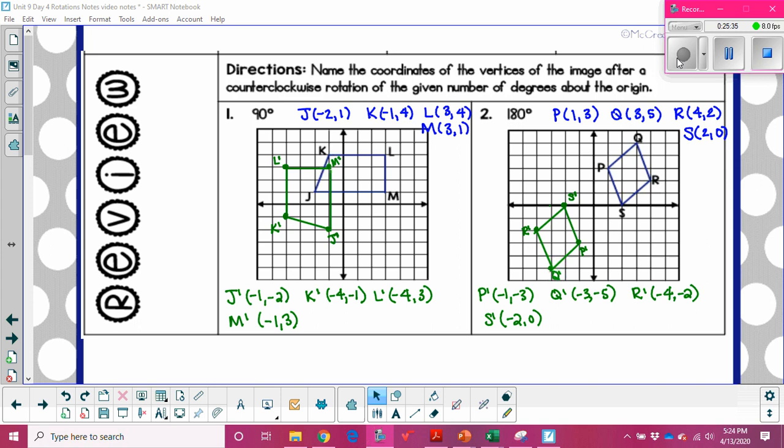Okay, so that wraps up this lesson for day 4, rotations. The next lesson is going to be on the compositions of isometries, which will complete our transformations. So I'll catch you on the next video.